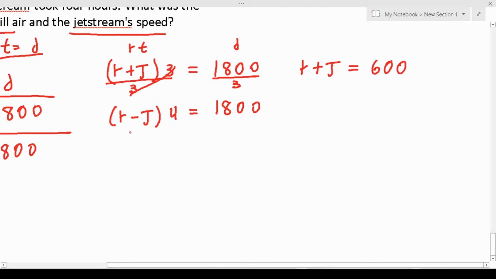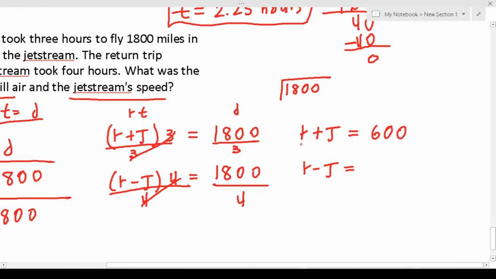Okay, I'm going to do the same thing in this bottom equation to simplify it. In this case, 4 is going to cross out on this side, leaving you with r minus j equals 1800 divided by 4. That one's not as easy to figure out mentally, so we can go ahead and work it off to the side. Again, this is the same as doing 1800 divided by 4, which looks like this.